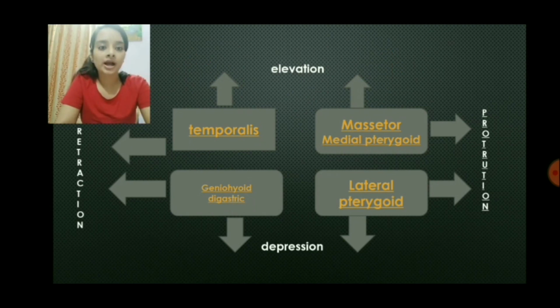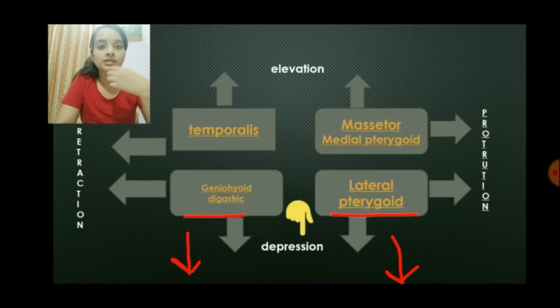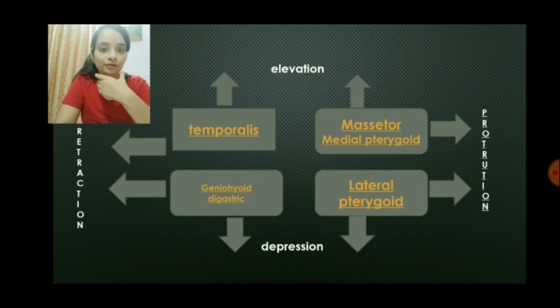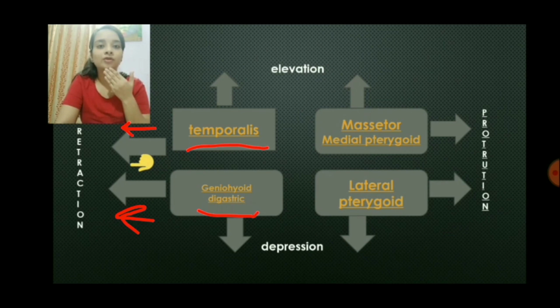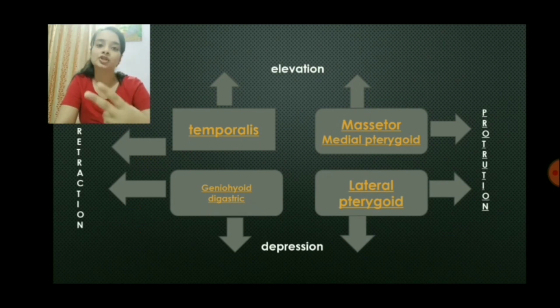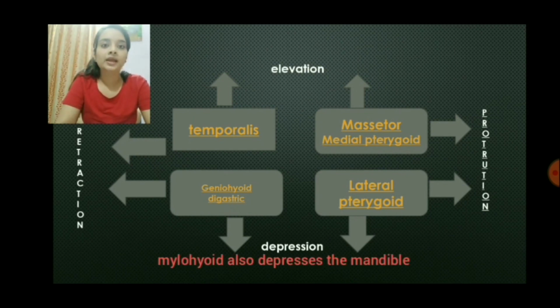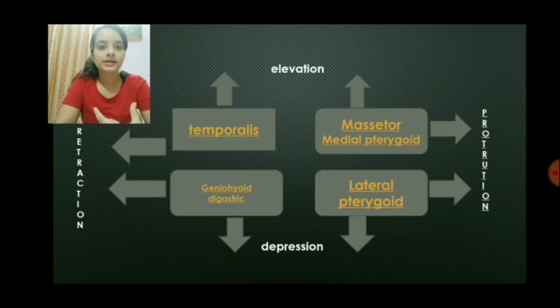Geniohyoid, digastric, lateral pterygoid are the muscles that cause depression of the mandible, that means opening of the mouth. Protrusion is caused by masseter, medial pterygoid as well as lateral pterygoid, and retraction, that means pulling back of the mandible, is caused by temporalis, geniohyoid and digastric muscle. Mylohyoid also causes the depression of mandible, and side to side movement is caused by the alternate function of lateral pterygoid as well as medial pterygoid.